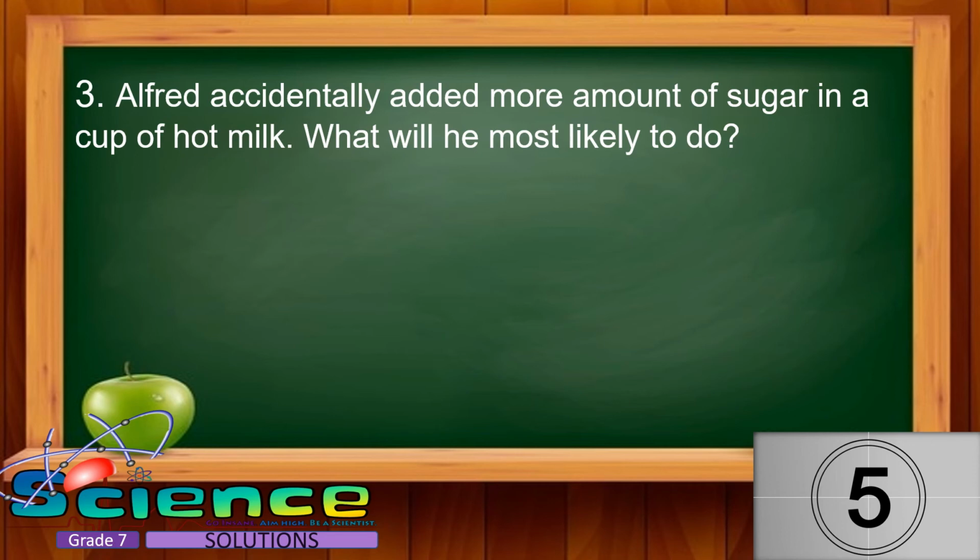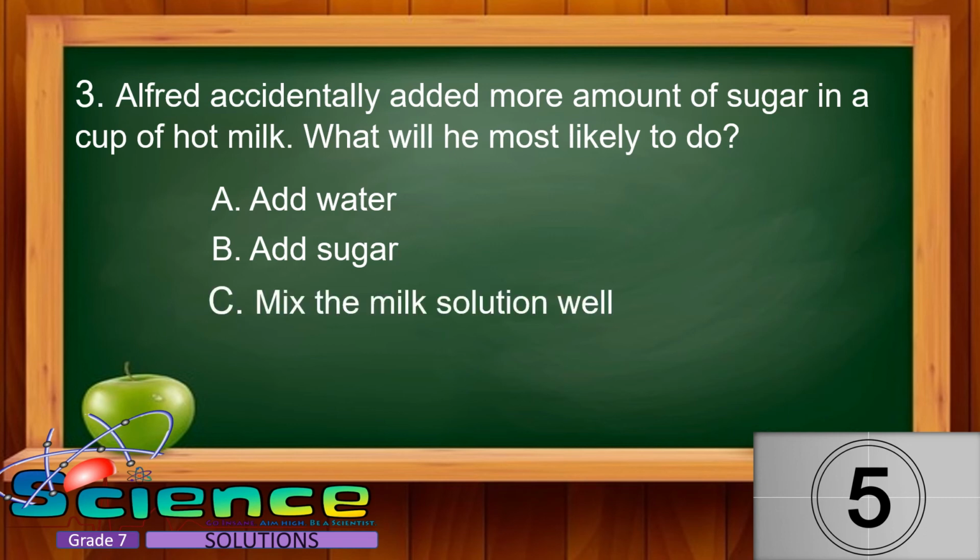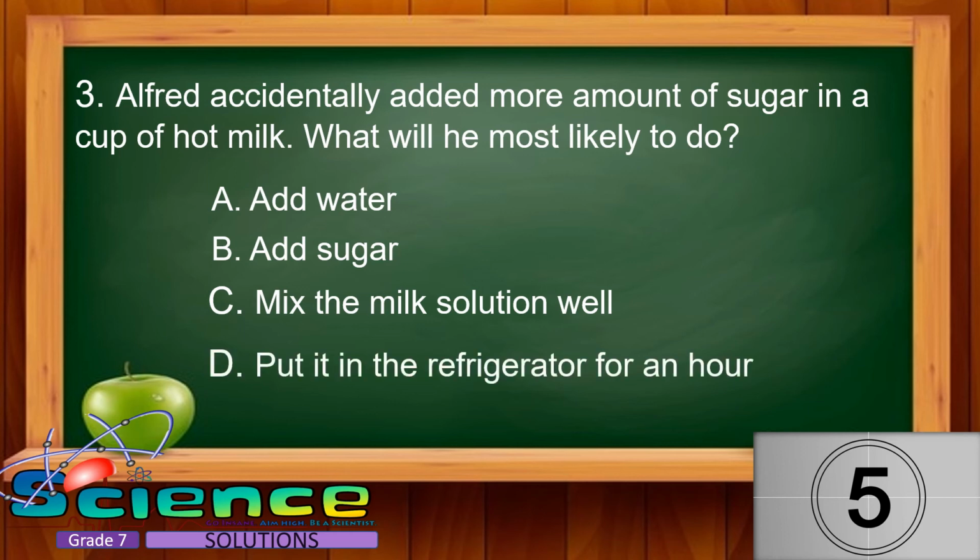Alfred accidentally added more amount of sugar in a cup of hot milk. What will he most likely do? A. Add water. Letter B, add sugar. Letter C, mix the milk solution well. And letter D, put it in the refrigerator for 1 hour. If your answer is letter A, add water, you are correct.